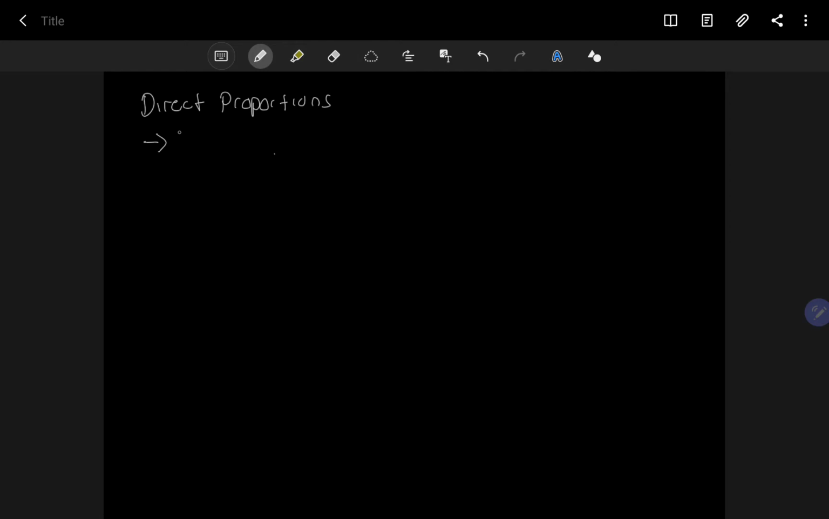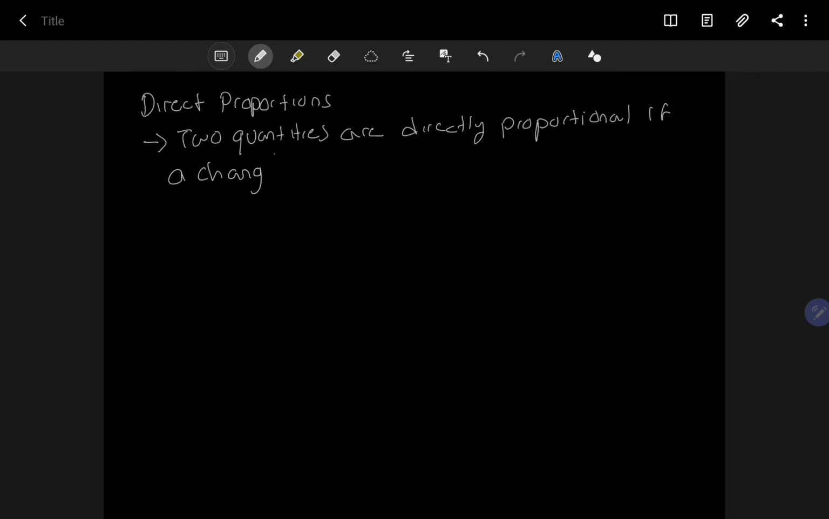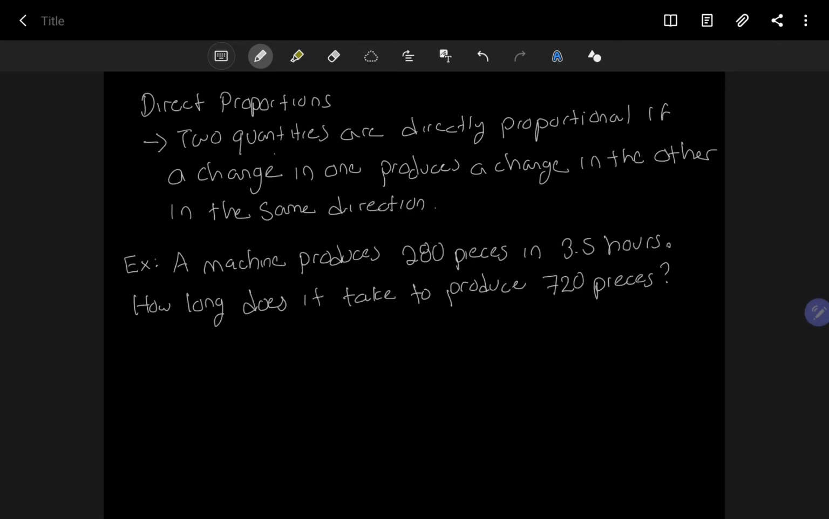Alright, so for this, two quantities are directly proportionate if a change in one produces a change in the other. Looking at our first example.